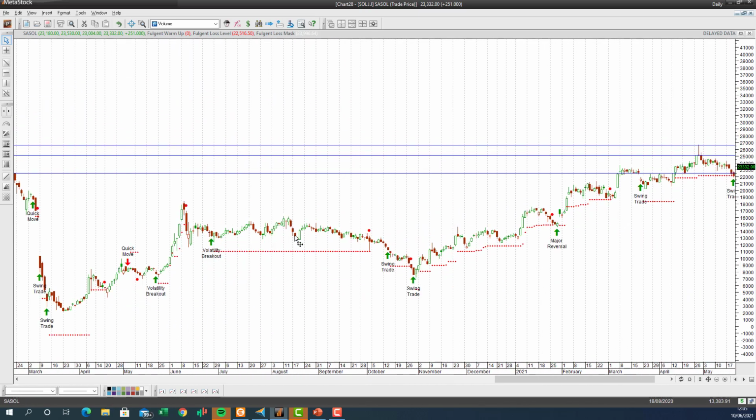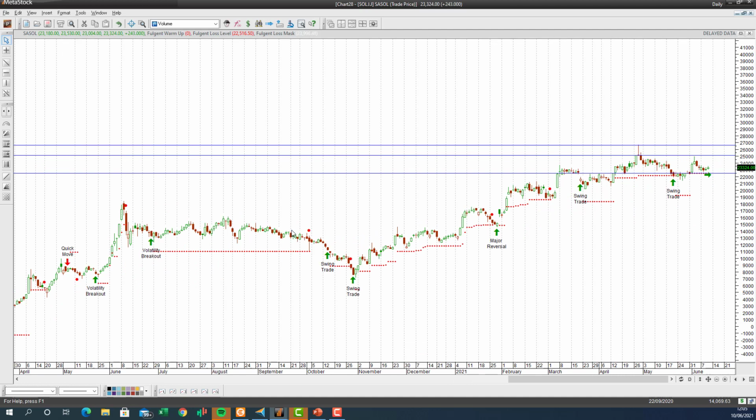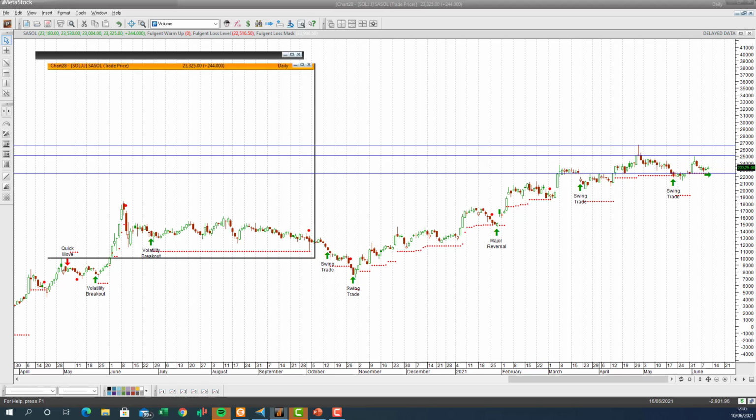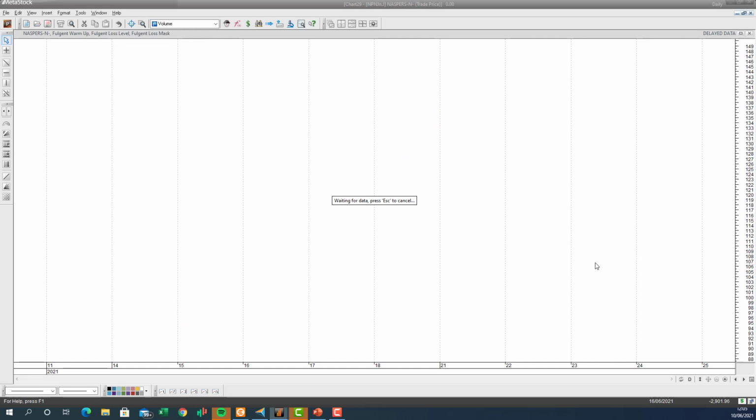Quick downside move here. So these four different strategies, whether it's a swing trade, a major reversal, a quick trade, or a volatility breakout, all cater for different time frames. It's a good old NASPER.